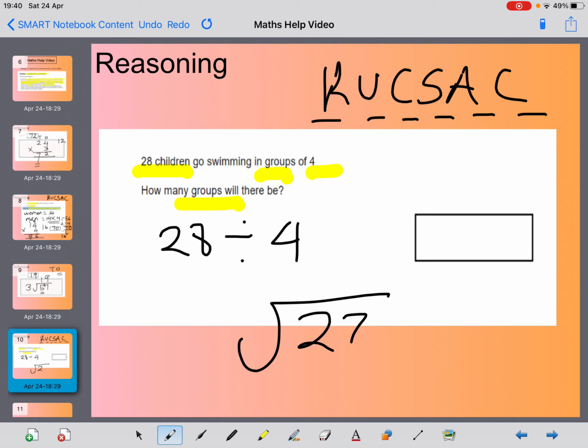So I put my 28 in here, and I put my 4 here. Now the good thing about this is children will already know from their 4 times table that 28 divided by 4 is 7, because 4 times 7 gives me 28. So my answer, there will be 7 groups.